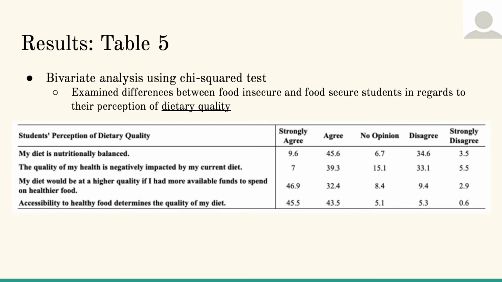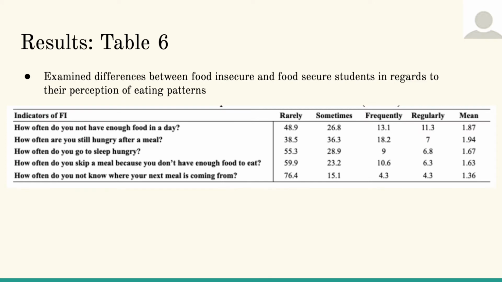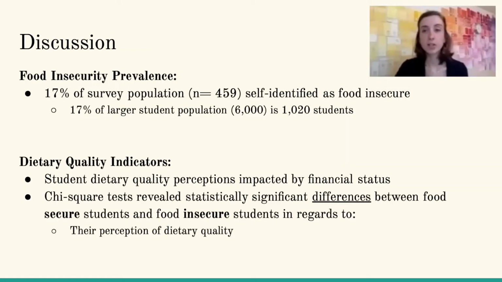Table 6 examined the differences between food insecure and food secure students in regards to their perceptions of their eating habits based on food insecure status. This indicates that there are statistically significant differences between the food insecure and food secure groups of students concerning their responses to their perception about the quality of their eating patterns. In regards to our original research questions, the results have allowed us to make several conclusions.